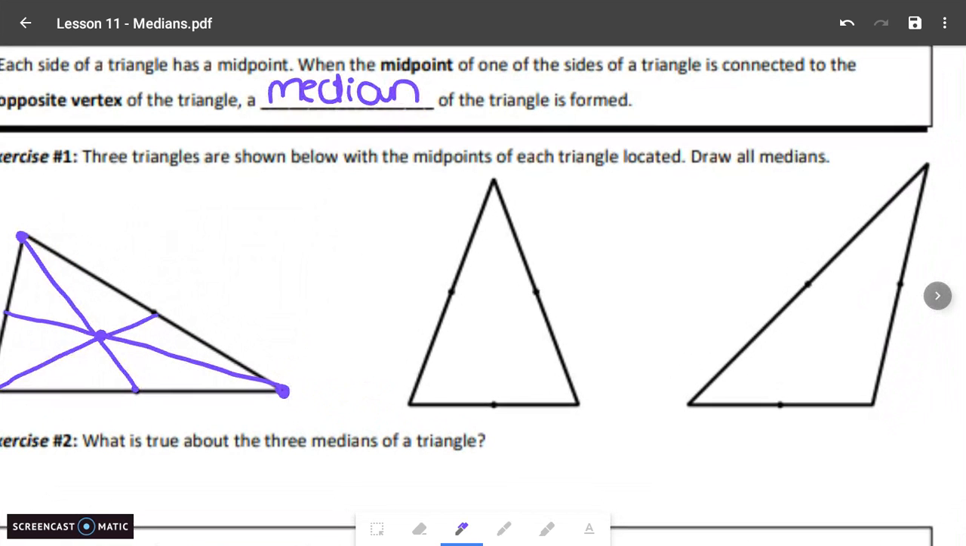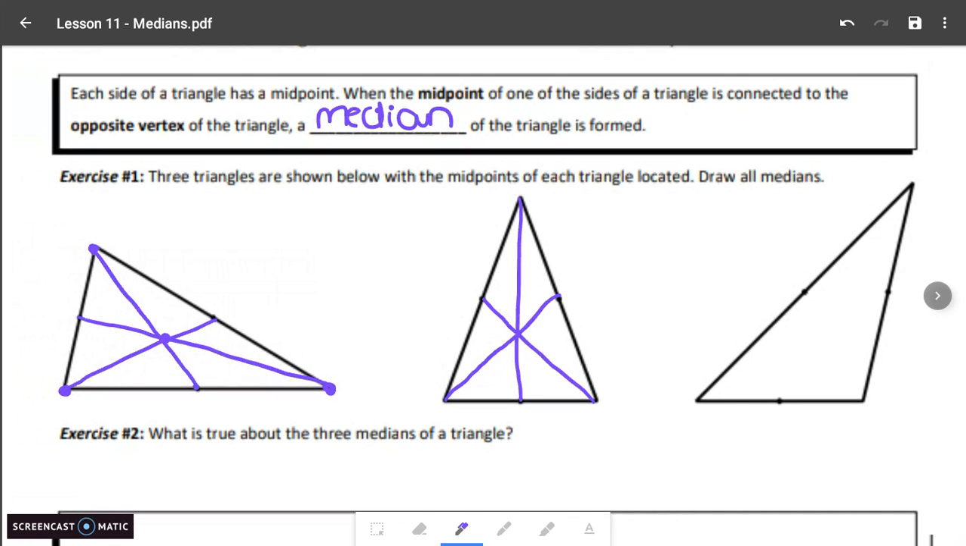Okay, same thing in the next one. We have a median here, another median, and one more median. And last triangle here, from a vertex to the opposite side's midpoint, vertex to the opposite side's midpoint, and vertex to the opposite side's midpoint.